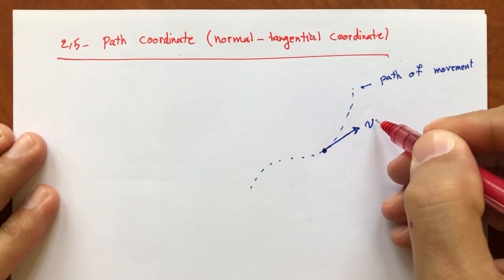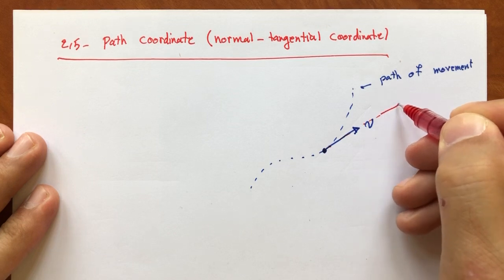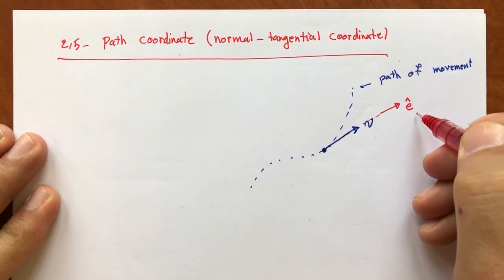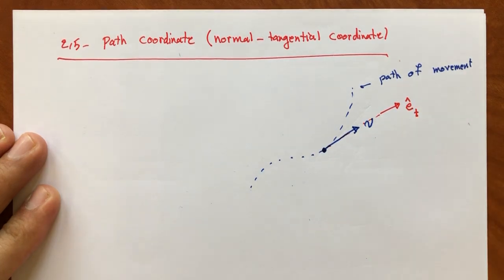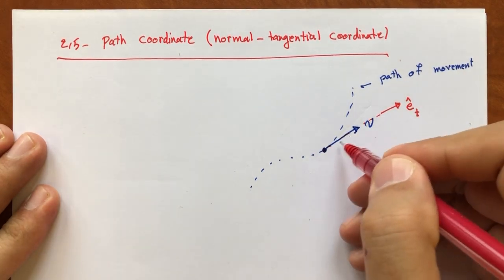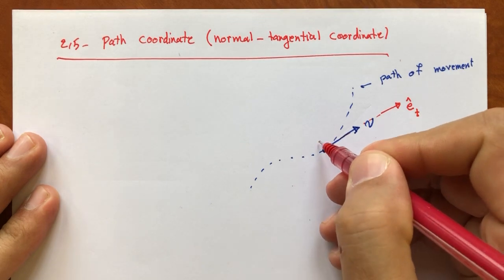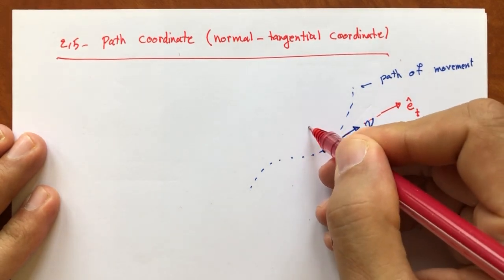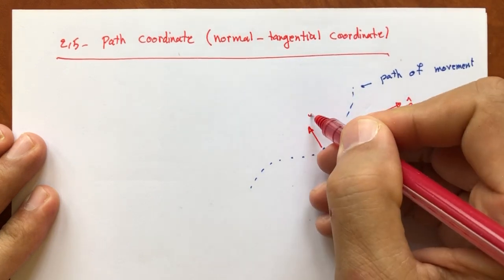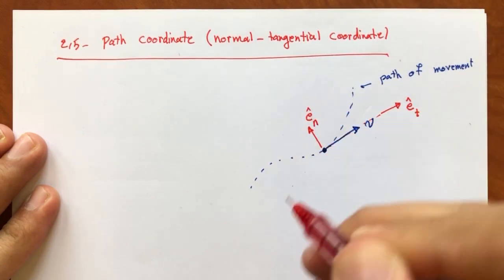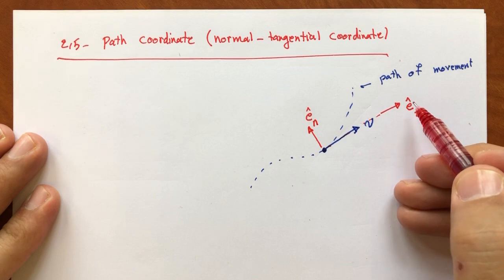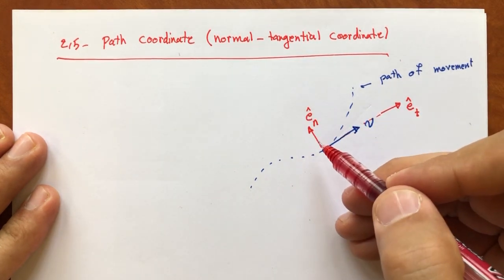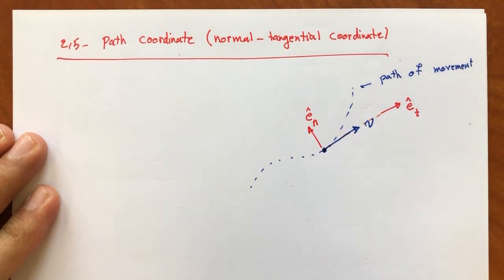We are going to call this tangent direction, we are going to show it with the unit vector of e hat T, tangential coordinate. And also perpendicular to this coordinate toward the center of this curvature, we are going to call it normal direction and show it with e hat N. This is our tangential coordinate or tangential unit vector, and this is the normal unit vector, tangential, normal.